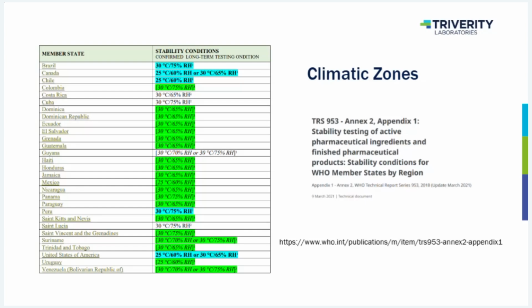Climatic zones come from the World Health Organization Technical Report 953, Annex 2, Appendix 1. I've got a snip of one of the tables here, and this is for the Americas. So you can see Brazil at the top there, which is Zone 4B, and then the United States down there at Zone 2, which is 25C, 60% relative humidity.